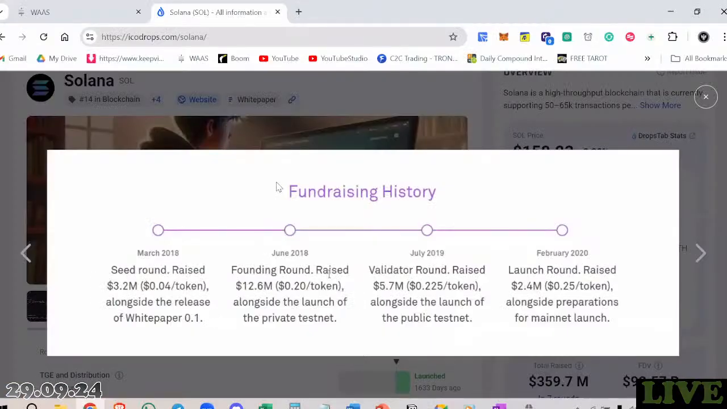But even before this, the first seed round, they raised 3.2 million. Tokens were provided in the first seed funding round at $0.04. And then in June 2018, the second round raised 12.6 million at 0.20 per token, alongside the launch of the private testnets. And then some other rounds as well, validators round, everything over here. It's available on this domain.